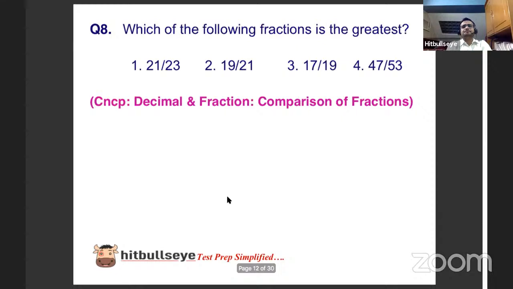Any answers coming? Amrit, Simran, Ipshita. Okay, we've got first option here, Mudit. 21 by 23 is coming for the majority of the students here. Ria is saying A option, first option. Okay.